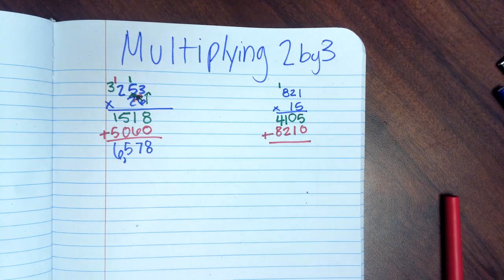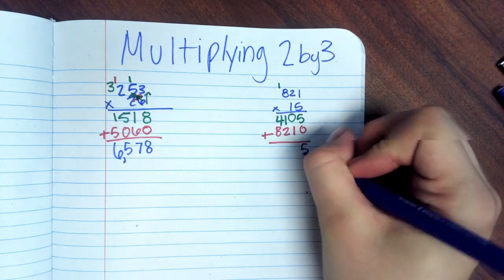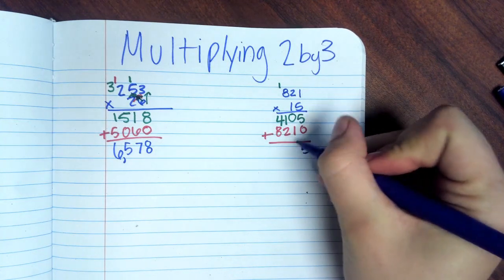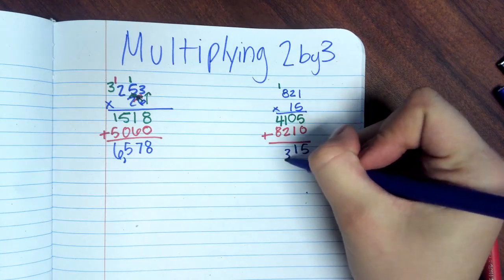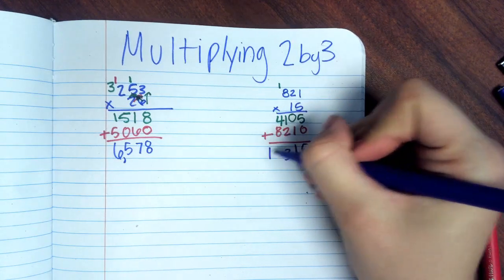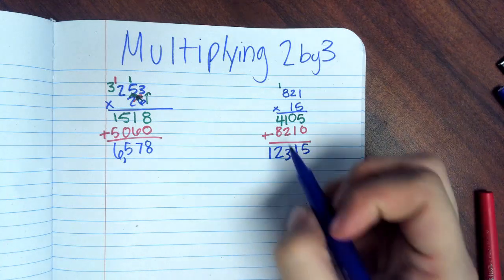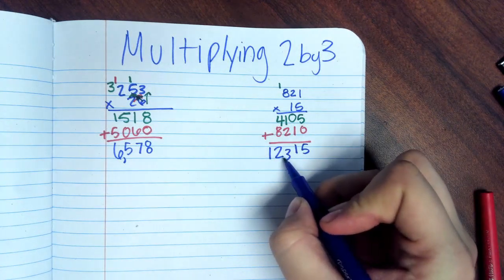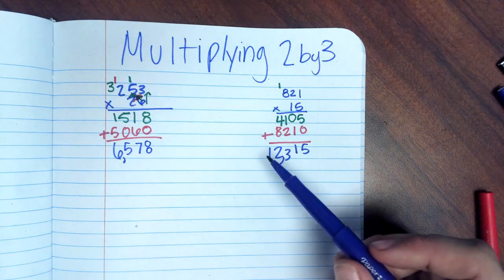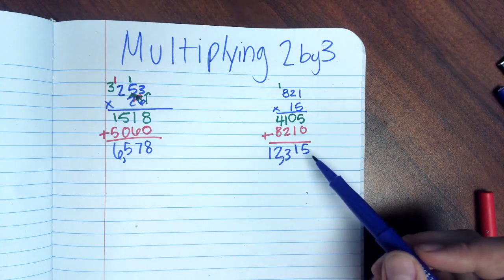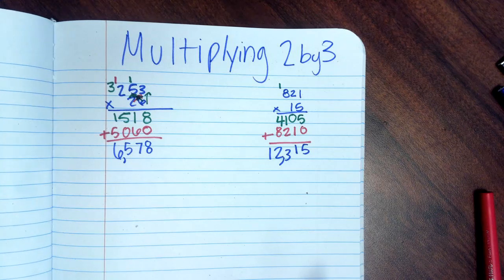0 plus 5 is 5. 0 plus 1 is 1. 1 plus 2 is 3. 4 plus 8 is 12. Let me count for my comma. 1, 2, 3. Comma goes in between the 2 and the 3, which means my product is 12,315. Now I want to show you the same idea using an area model.